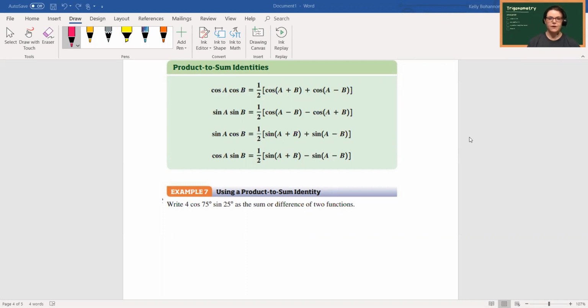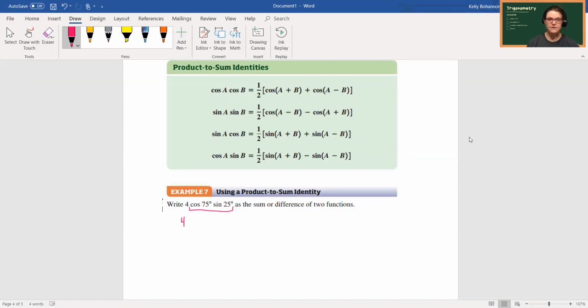All right, in this case, I've got 4 new product to sum identities. They're pretty simple, and they just want us to use our product to sum identities to rewrite these functions. They gave me 4 cosine 75 sine 25, which means I'm going to be using the bottom one. So even though there's that 4 in front, don't worry about that.